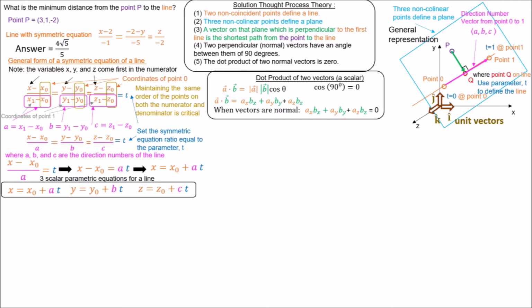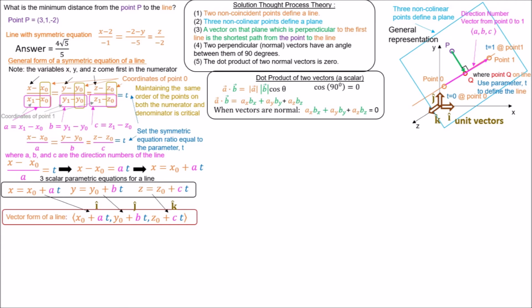And what we can use those three scalar parametric equations for is to solve for the vector form of the line, where simply I take the x scalar equation, which gives me the i hat vector direction, x0 plus at, and then I have a j hat term and a k hat term of this vector form of the line.